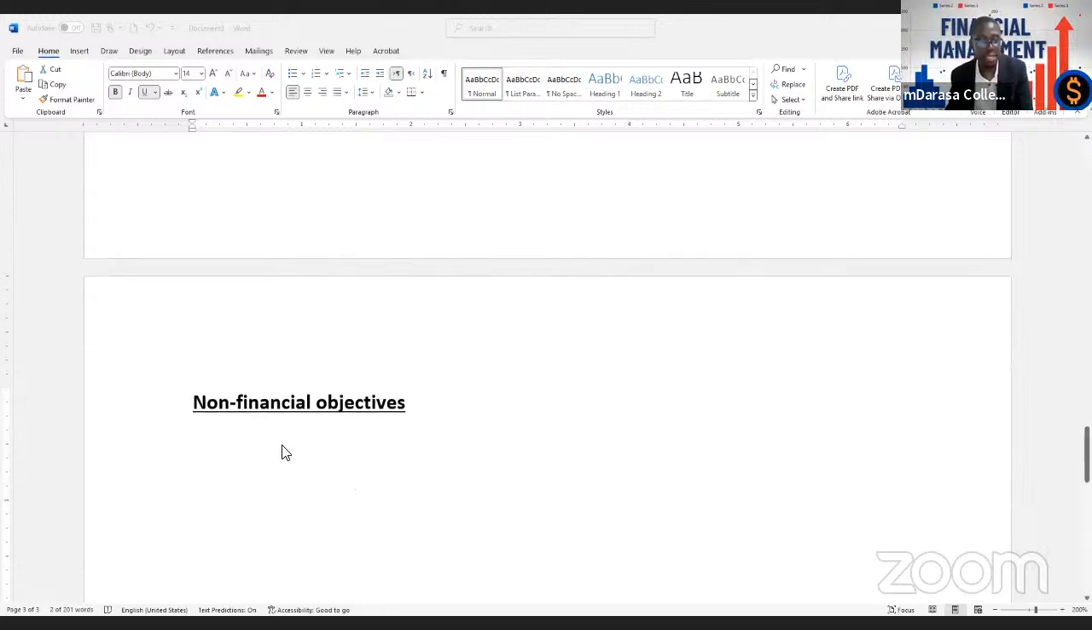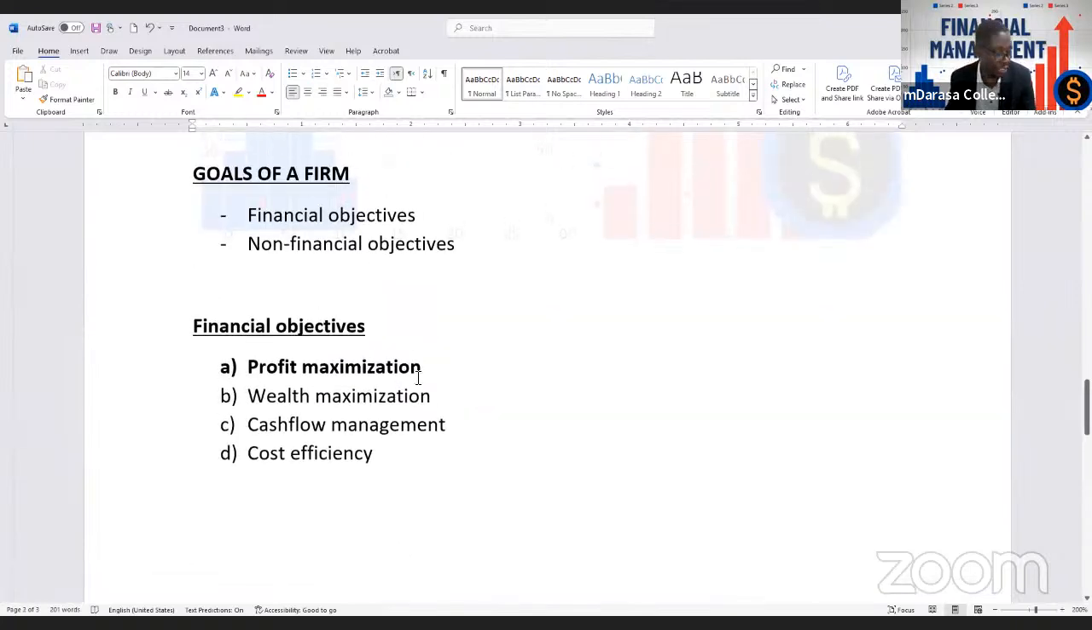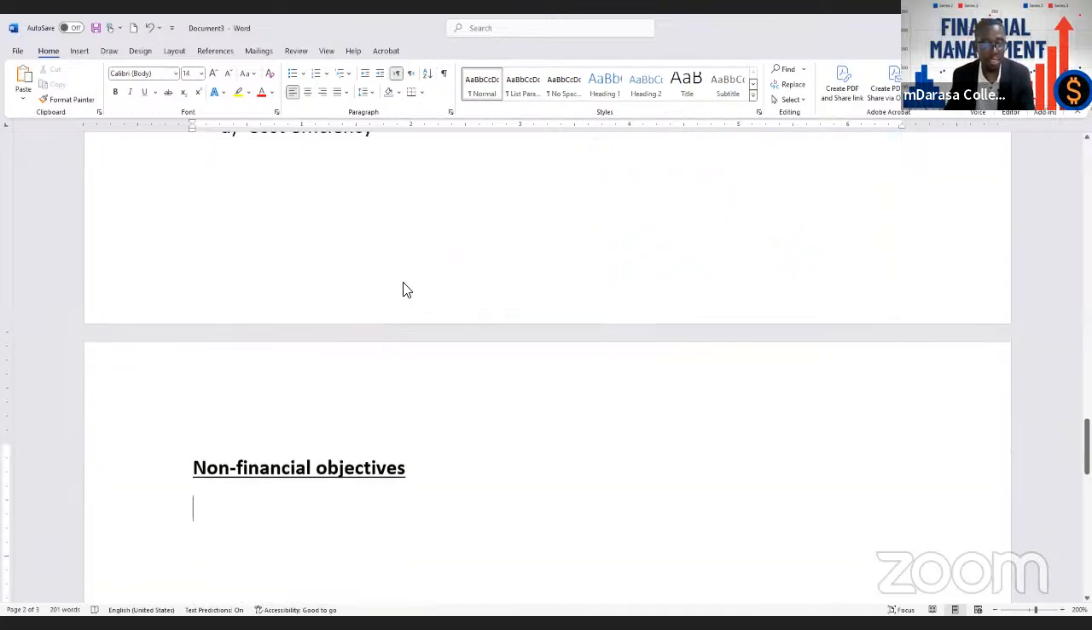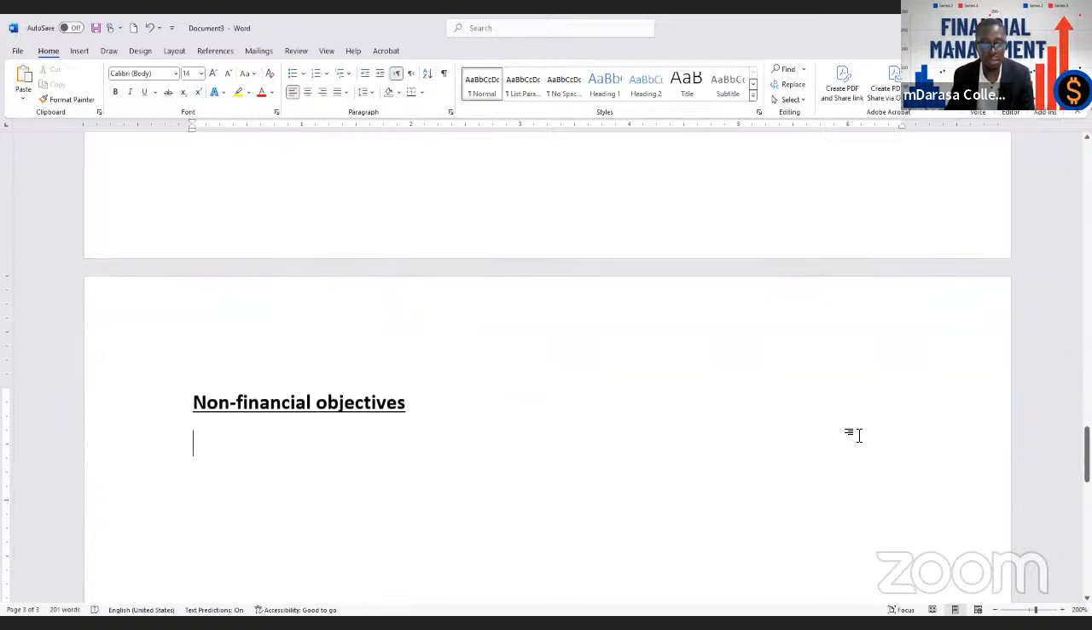So we are looking at the non-financial objectives, because remember we mentioned that at this point we are looking at the goals of the firm to be two: financial objectives as well as non-financial objectives. Basically, we have looked at financial objectives. Our focus now is on non-financial objectives. I know one will ask, Mwalimu, when you hear about non-financial objectives, you know very well that the firms need to make profit. What are these non-financial objectives that we are talking about?